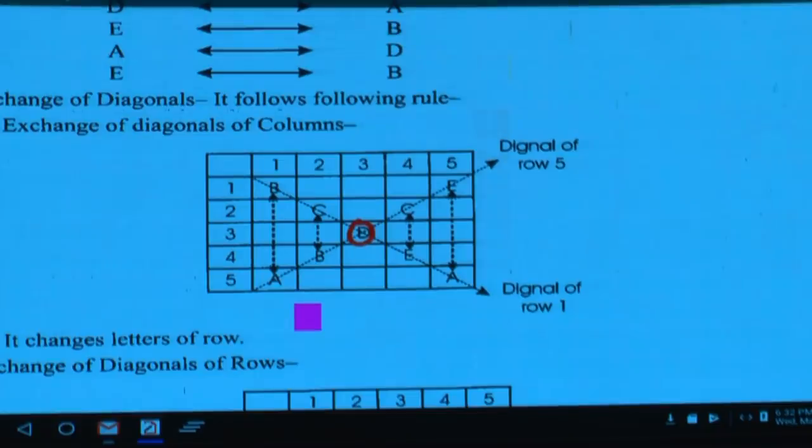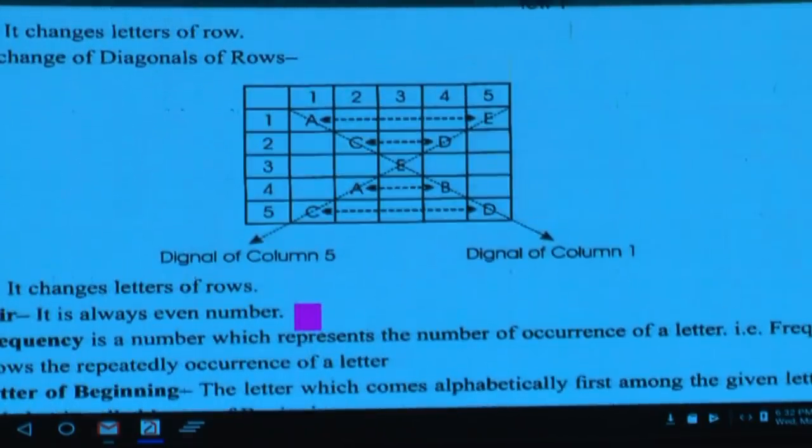That means row 2 and row 4 are interchanging here. And here also, these two are interchanging, isn't it? And here, AB and E and A are interchanging. Then exchange of diagonals of rows. As exchange of diagonals of rows, now in this one, what is the change here?